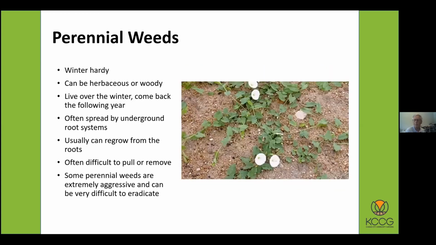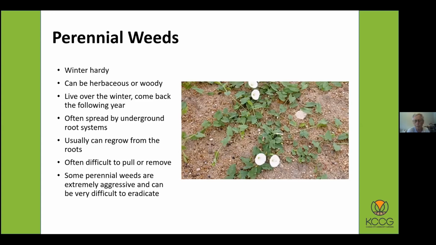All right, now we're going to talk about perennial weeds. We're getting close to the end here. And again, just a little review on perennial weeds: they are winter hardy. They're going to go over the winter. They will come back. They can be either herbaceous, which means soft stems, or they can be hard stems with wood in them, like trees and shrubs and vines.